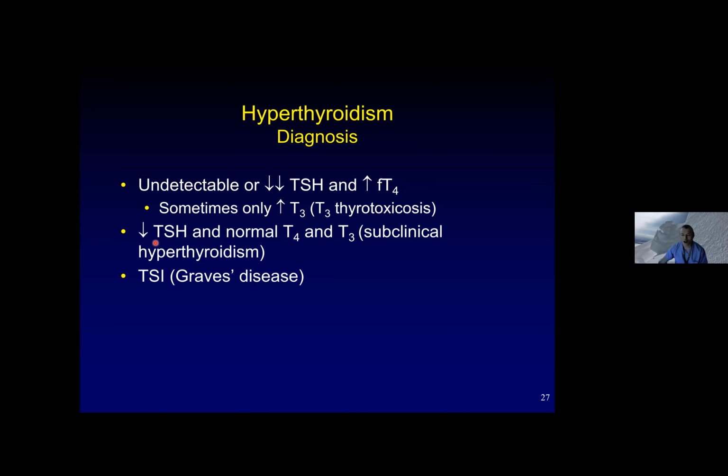If you have a low TSH and you have normal T4 and T3, you may be seeing a case of subclinical hyperthyroidism. But if the patient is symptomatic, that warrants treatment. TSI, which is this autoantibody, can help you in the diagnosis of Graves' disease. Graves' disease is not the only cause of hyperthyroidism, but if you see that the patient has these autoantibodies, then you have the diagnosis.